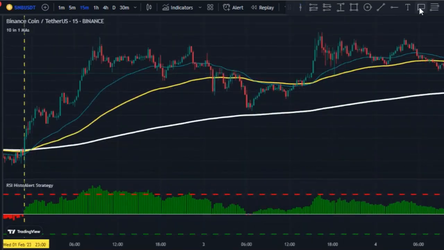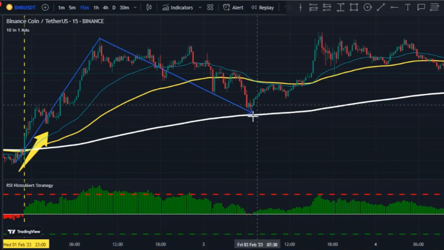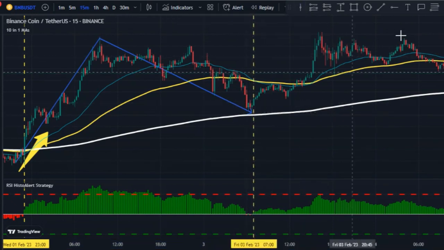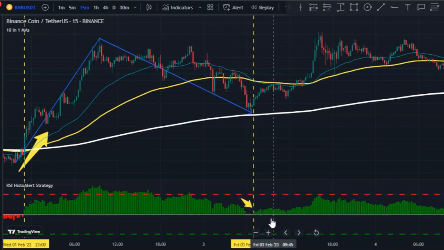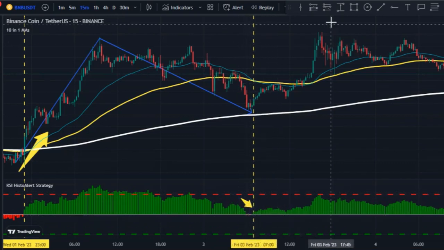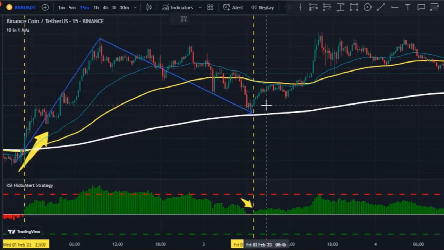In this case, an upward crossing has happened and then the price action pulled back to the moving averages. And now we should check the historical RSI indicator. So here the histogram of this indicator is also green, so the buy signal is confirmed.